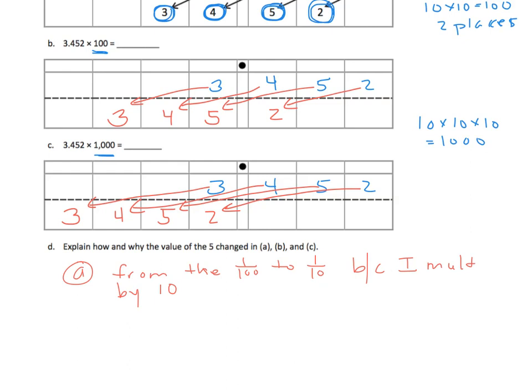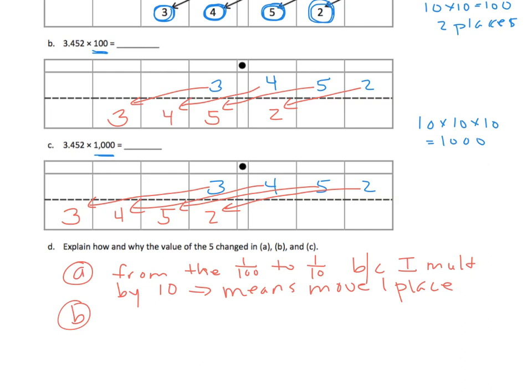And that means move one place. B, again, I'm not going to write into it, but we go from the hundredths to not the tenths this time, we go to the ones. And of course, now we're multiplying by 10. So when we go from the hundredths and multiply it by 10, we now go to the ones place.